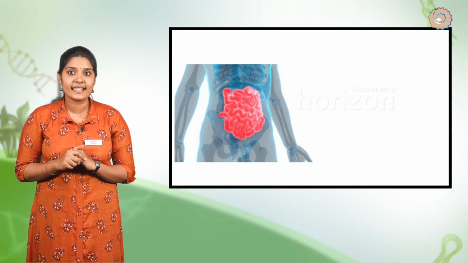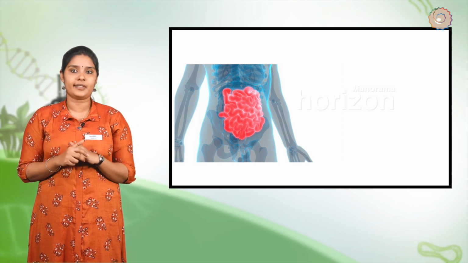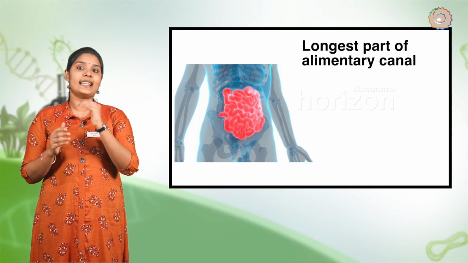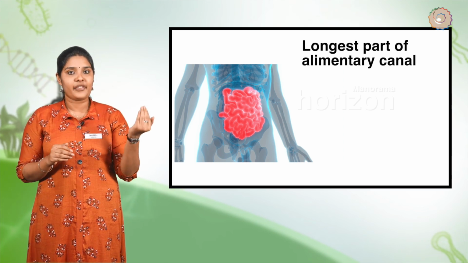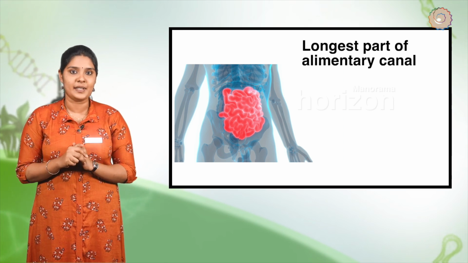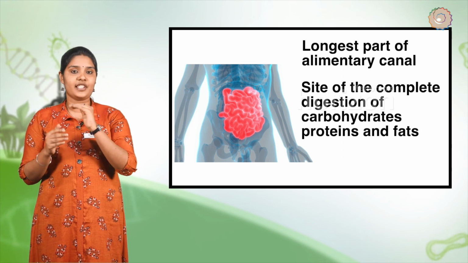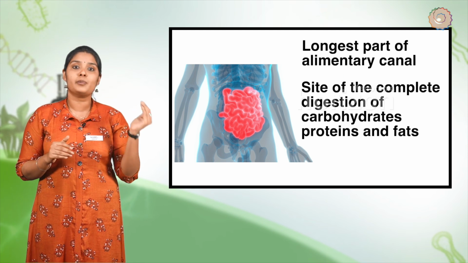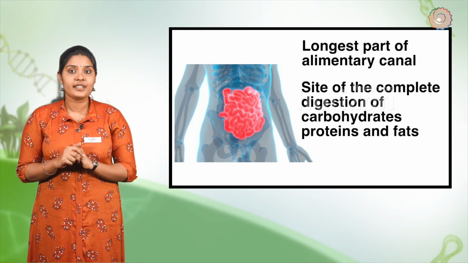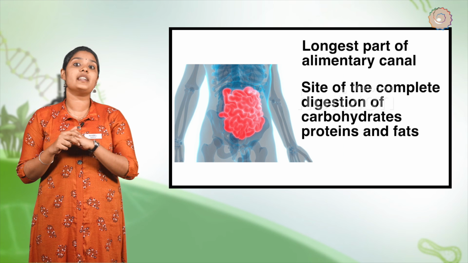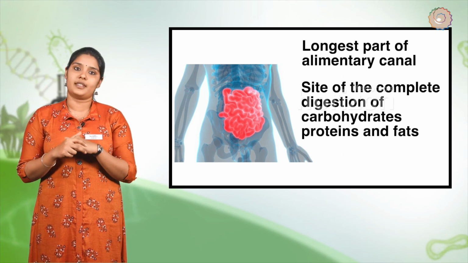Small intestine is the highly coiled tube-like structure. It is longer than the large intestine. In fact, it is the longest part of the alimentary canal. The small intestine is the site of complete digestion of carbohydrates, proteins and fats. It receives the secretions of liver and pancreas for this process.